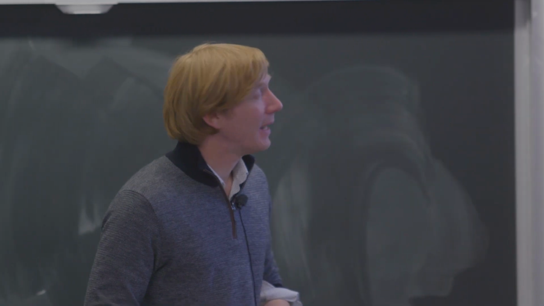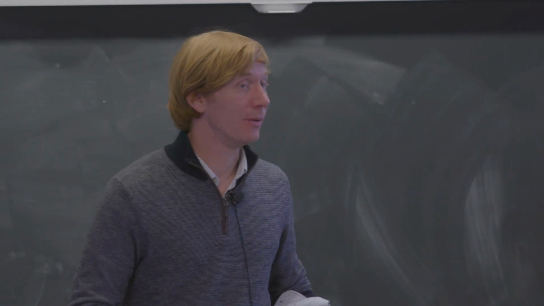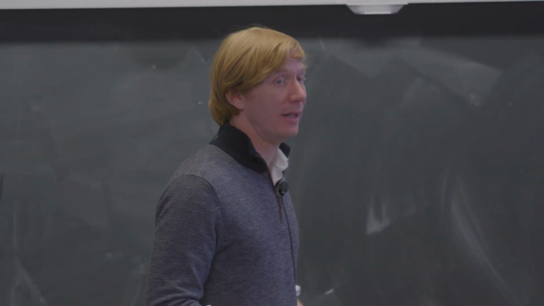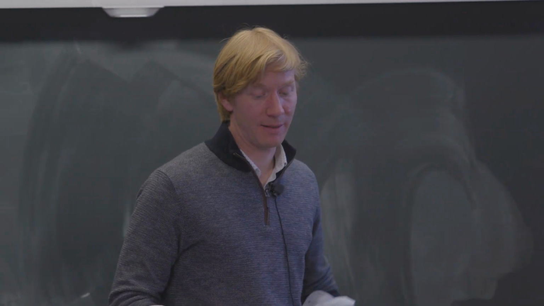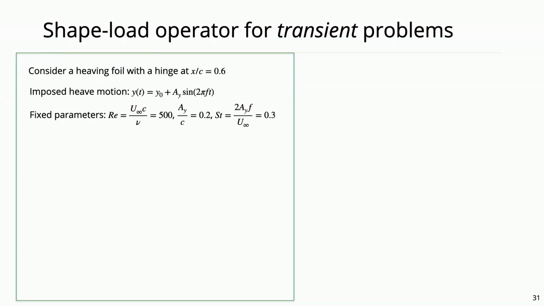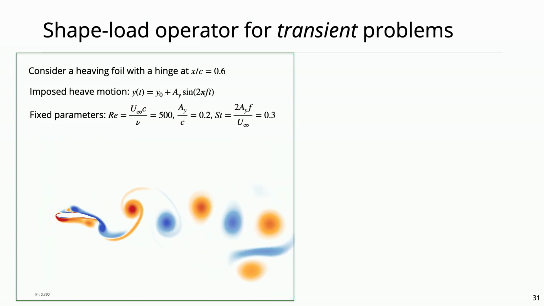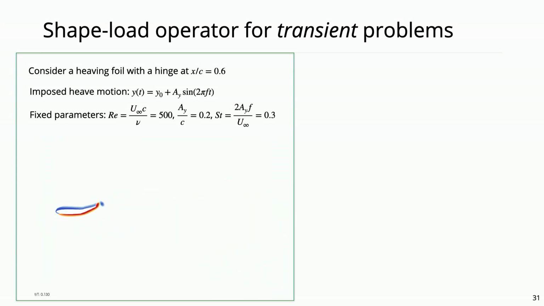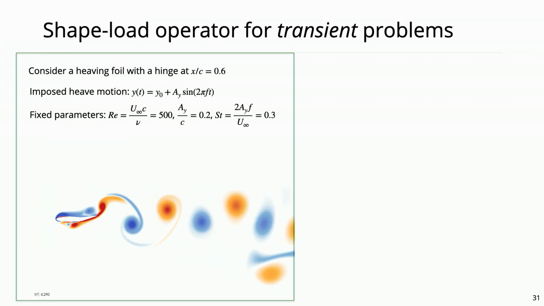So if we want to extend this to transient, time-dependent problems, we cannot use that same paradigm anymore. I've been thinking about this from the perspective of a very simplified problem, which is a heaving foil with a single hinge. So here's my foil. It's moving up and down in 2D. There's a single hinge that sits at 60% of the chord, and this trailing flap is moving up and down. So this hinge can be compliant. The heave motion is imposed.